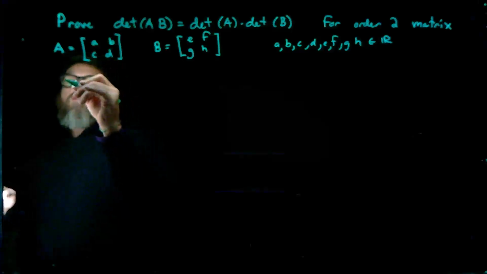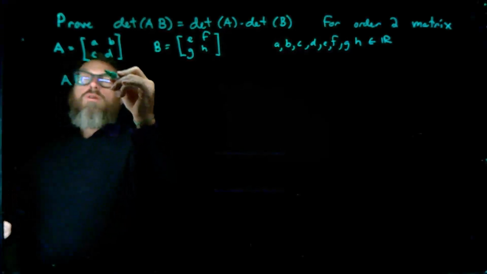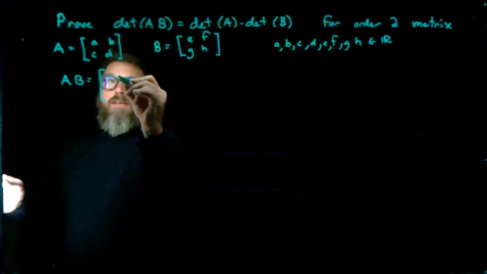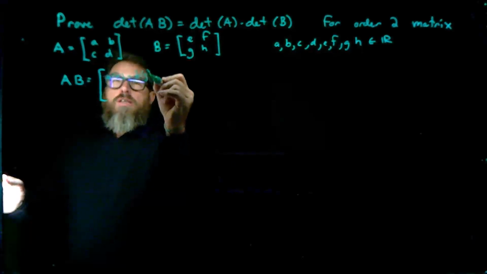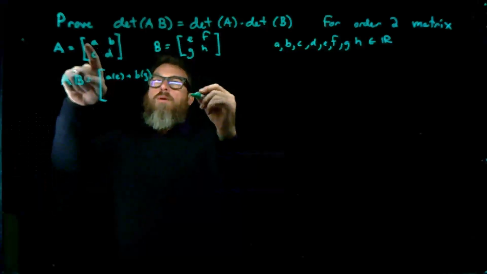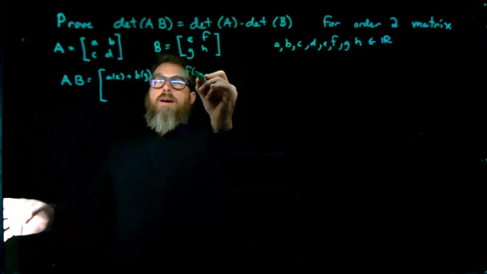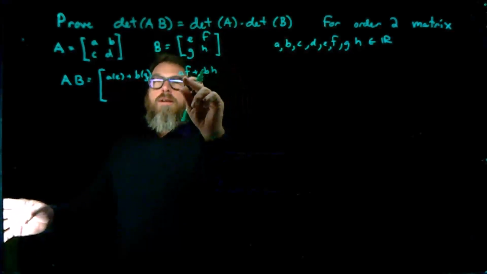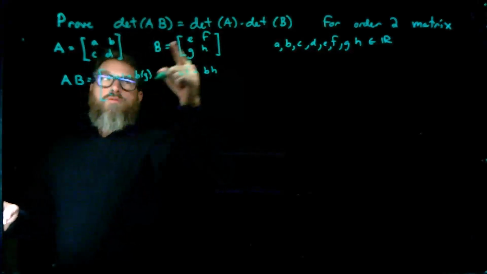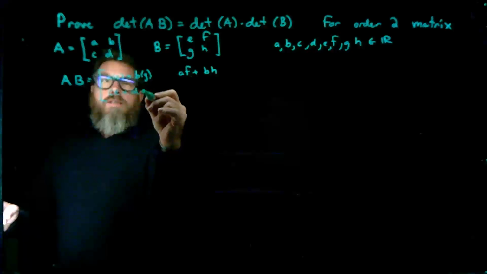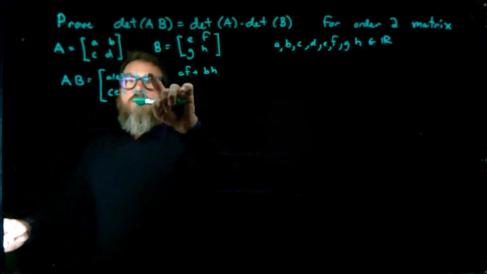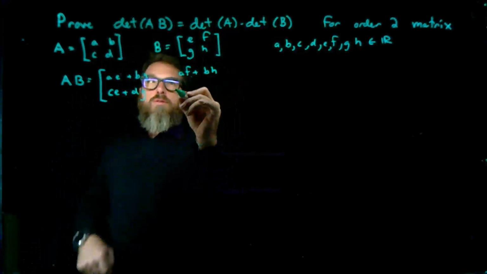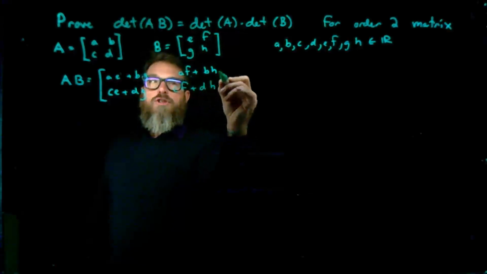So first, what is A times B equal to? I know it's going to be this row times this column, so it's going to be AE plus BG. And then the upper right is this row, second column, so AF plus BH. This one is going to be CE, so this row, this column, CE plus DG. And I'm going to take out those parentheses. And then last is going to be this row and this column, so it's going to be CF plus DH.